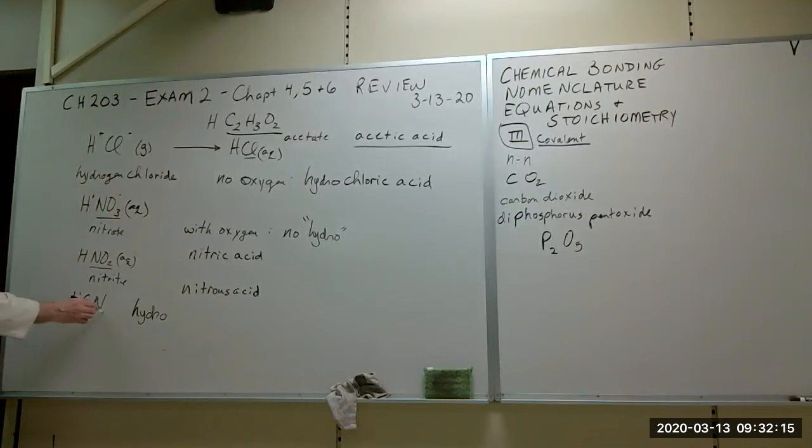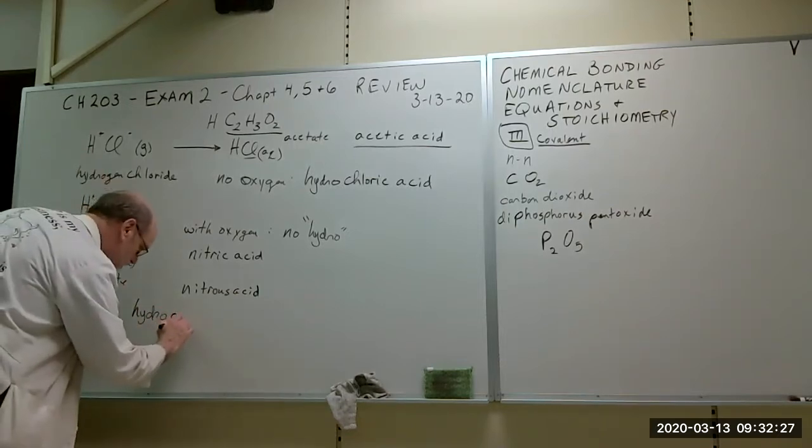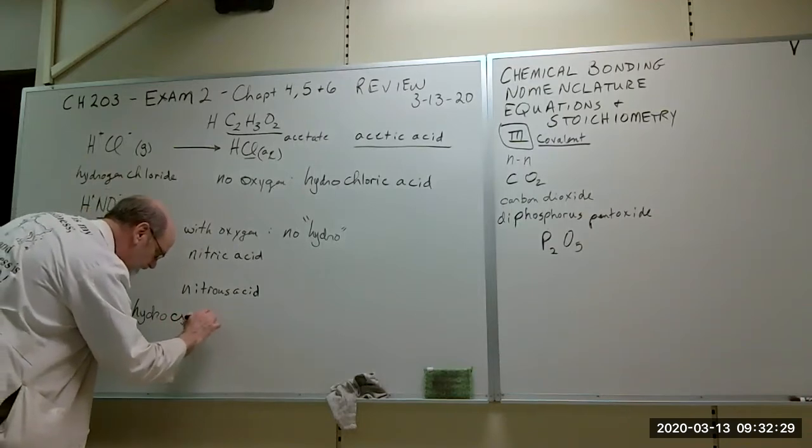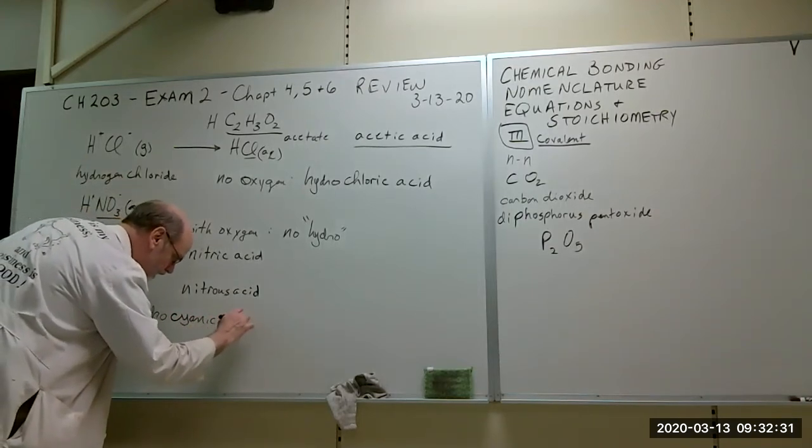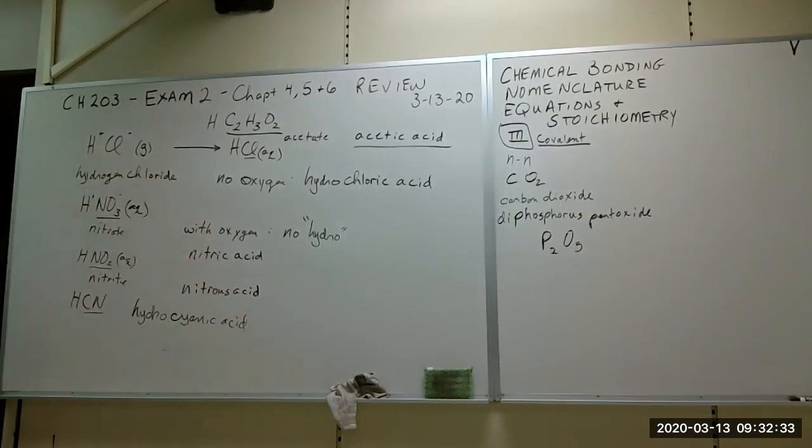Okay, then you look for what that is. CN minus is the cyanide ion, right? So the "ide" becomes "ic", hydrocyanic acid. Okay? Don't drink that.